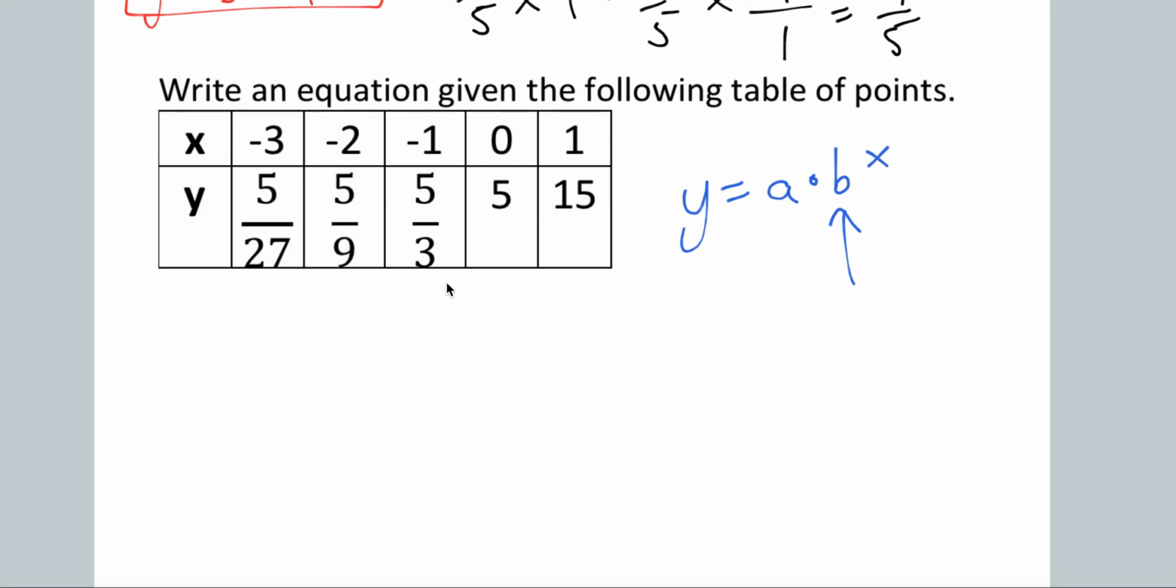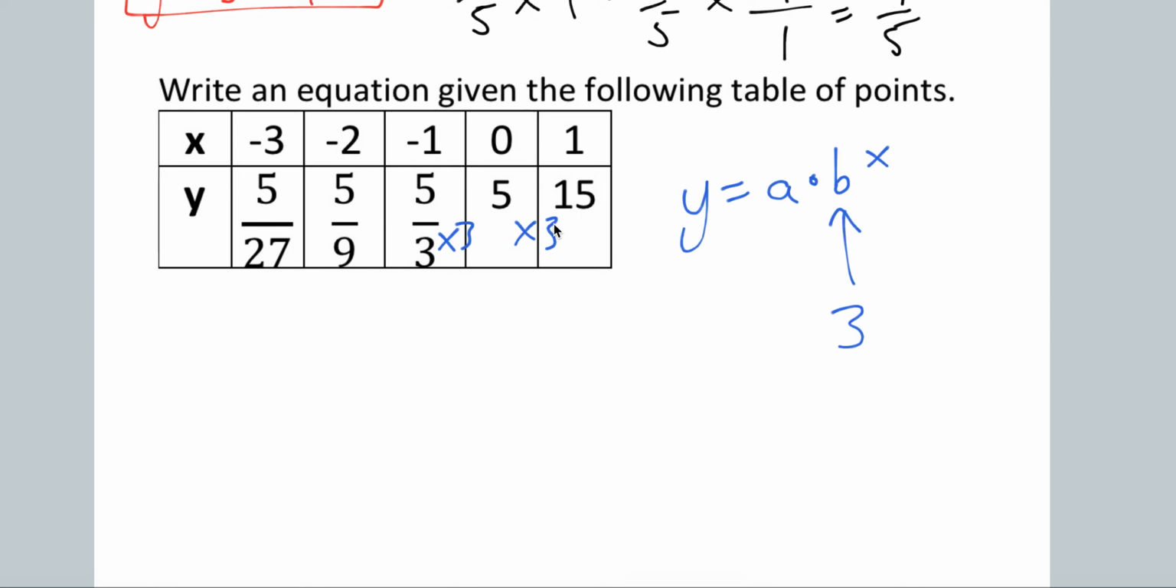So what that's going to be is actually 3, right? If we multiply 5 by 3, we get our 15. 5/3 by 3, that's where we get 5, and that's going to hold true for all of these from one value to the next. It's going to be times 3 to give us this, times 3 to give us this, and so on. So that's our b value.